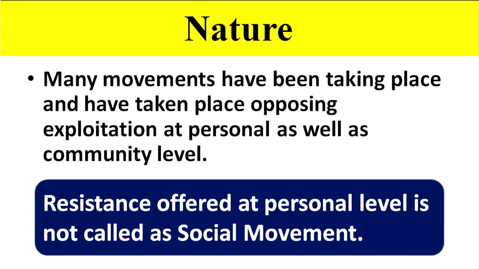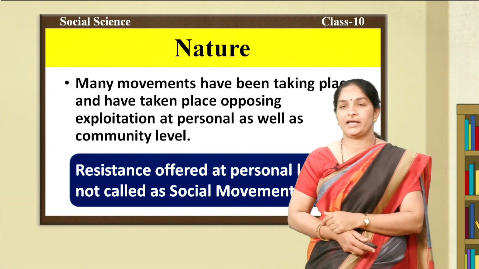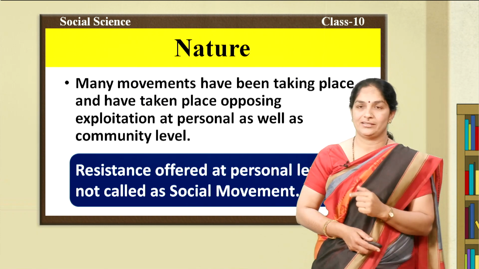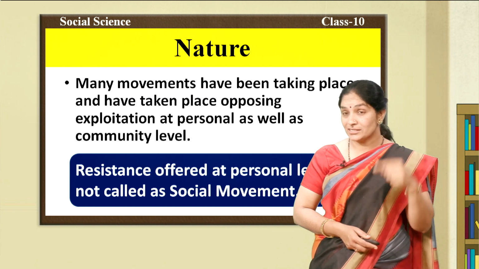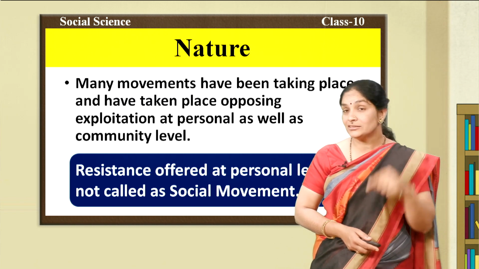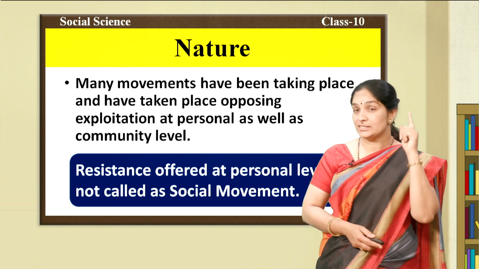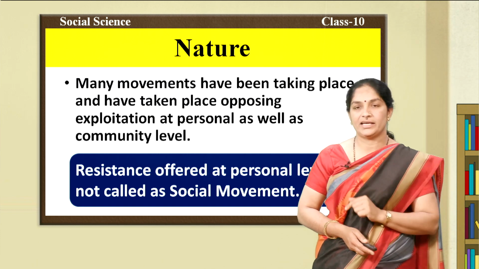It may be the opposition at the personal level or at community level. But resistance offered at personal level is not called a social movement. If it is related to one person, it is not considered a social movement. It should be related to the community, to bring changes in the customs or traditions in the society, not for an individual. So, if it is at personal level, it is not called a movement.